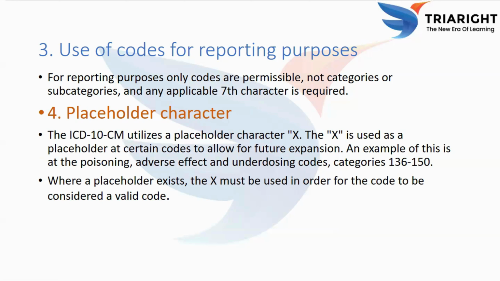So the placeholder helps to maintain the correct code structure whenever required, and it also allows future expansion of the code set. For example, there is a code T46.1X5A. It's an adverse effect of cardiac stimulant drug, initial encounter. Here, X is used to fill in the 6th position because we have to add the 7th character A that denotes the initial encounter. So if a placeholder X is required, you must include it, otherwise the code is invalid. Okay.